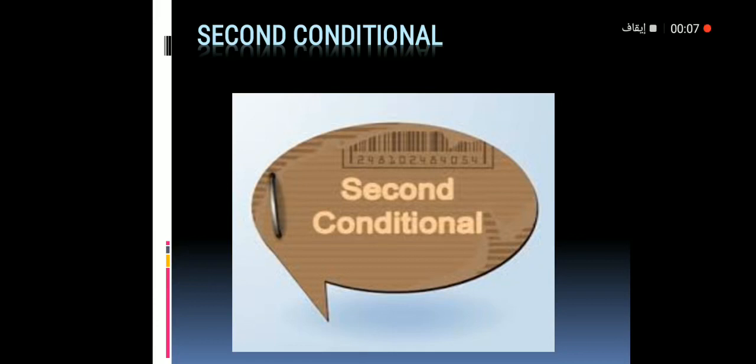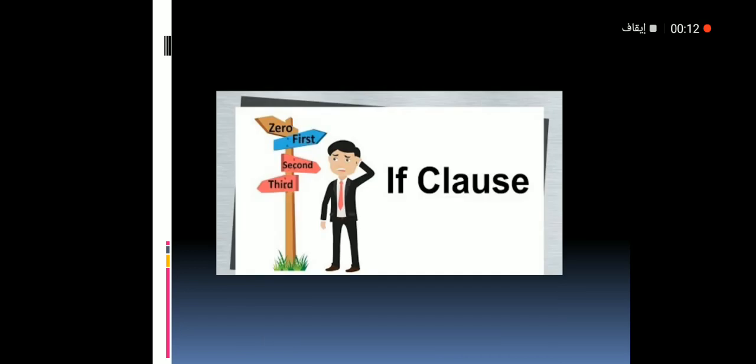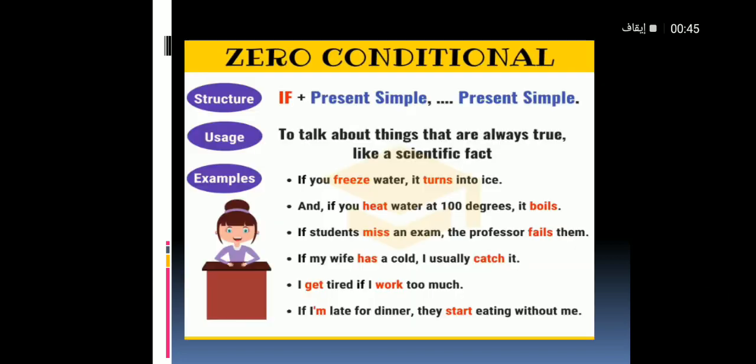In this video, we are going to discuss the second conditional sentences. Previously, we have talked about the zero and the first conditional sentences. And as you can see, the conditional sentences are divided into four types: zero, first, second, and third. Each one of them has a specific function and a specific form. We dealt with the zero and first previously, and today we are going to talk about the second conditional clauses or sentences. But before that, I'm going to remind you of the zero and the first conditional sentences.